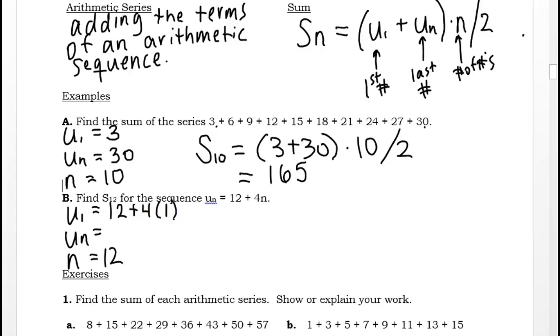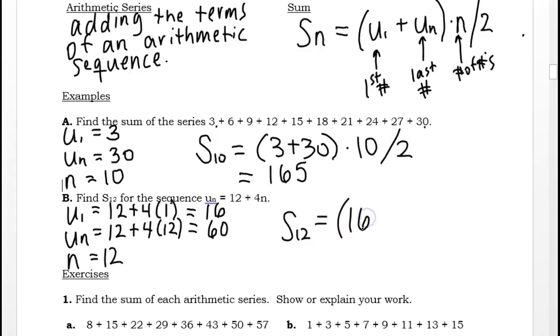So 12 plus 4 times 1, 4 times 1 is 4, 4 plus 12 is 16. And u sub n is actually u12, so I'm going to substitute 12 into that expression. 4 times 12 is 48, 48 plus 12 is 60. So now I have the three pieces that I need to substitute into my series formula. First number is 16, last number is 60. There are 12 numbers, which means I would have 6 pairs when I divide that by 2. And I should get 456.